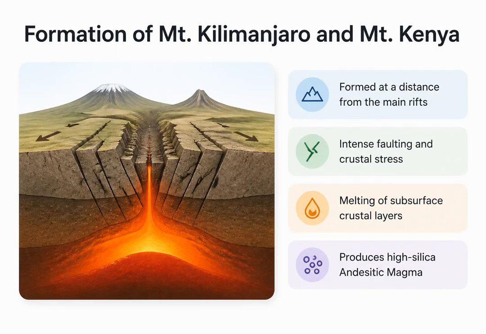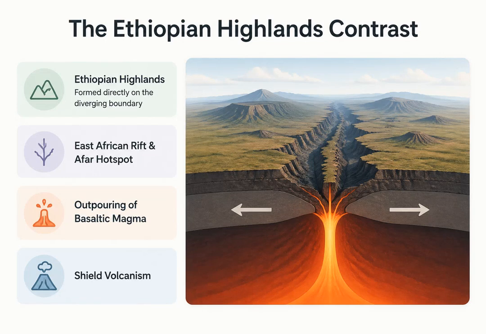Mount Kilimanjaro and Mount Kenya actually formed at a distance from the main rifts during the creation of the African Rift Valley. The region was subjected to immense faulting and crustal stress. This extreme mechanical stress caused the subsurface crustal layers to melt. Because it was crustal rock melting rather than mantle rock rising, it produced highly viscous, silica-rich andesitic magma, resulting in towering stratovolcanoes.